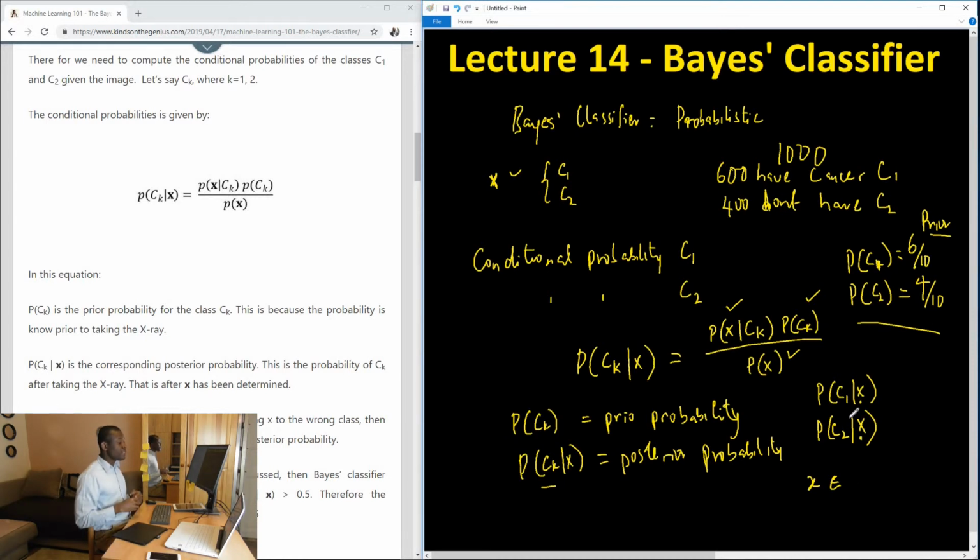So for any class that is greater than 0.5, remember the two must combine to be 1, for any class that is more than 0.5, that is the class that will be assigned to the patient with this particular X-ray image that we have.